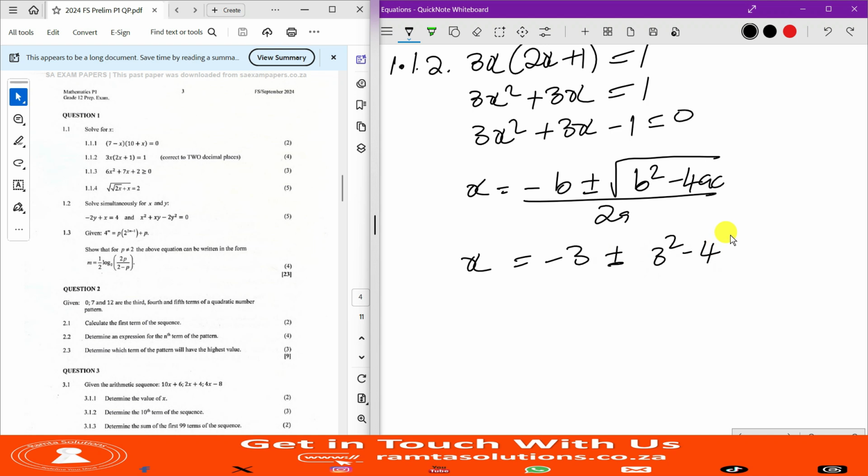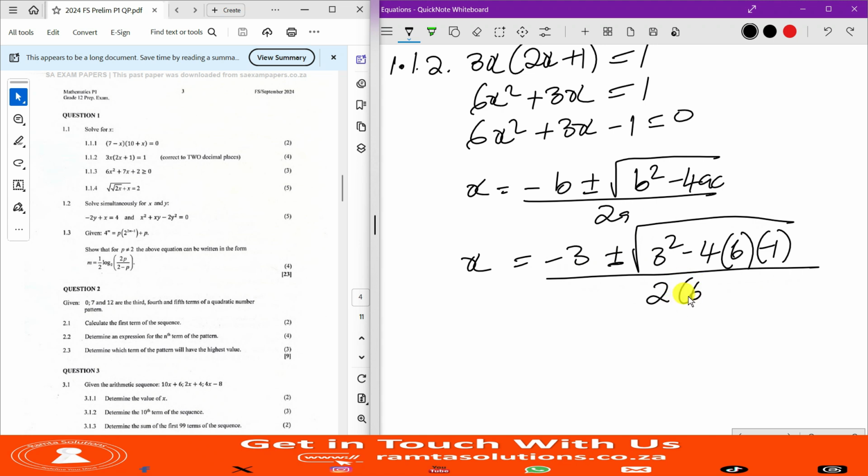What is the value of a? This is 6x squared, so the value of a is 6. The value of c is -1. All over 2 times 6. x equals -3 plus minus the square root of 9 plus 24. 9 plus 24 will be 33. So square root of 33 all over 12.